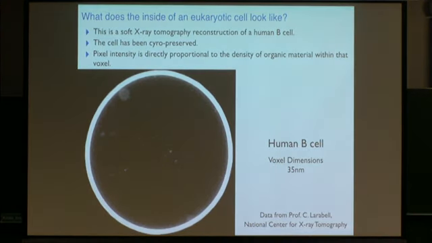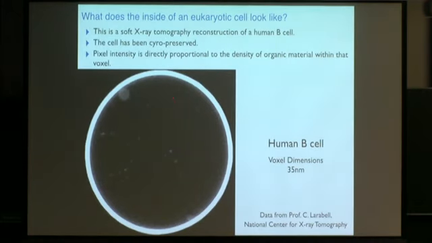I'm going to show you an X-ray CT image of a human B cell. The cell has been frozen and placed in a glass tube. The movie I'm going to show you is just moving along the z-axis through the cell. The nice thing here is that the pixel intensity in the movie will be directly proportional to the density of organic material. So basically where you see white, except for the boundary, there'll be a very high density of organic material. And where you see black, there's very little organic material, so it's very low density. And so we'll start moving through our cell.